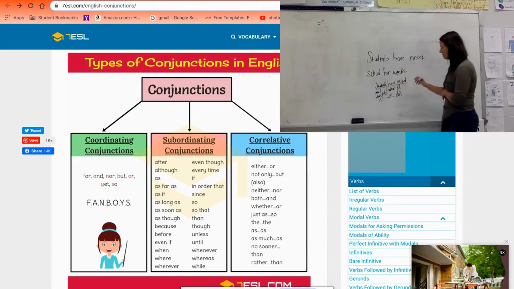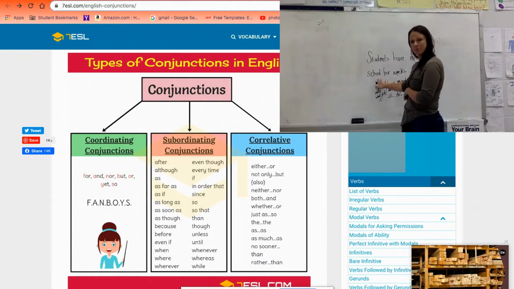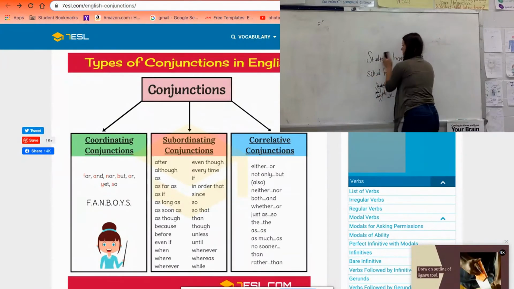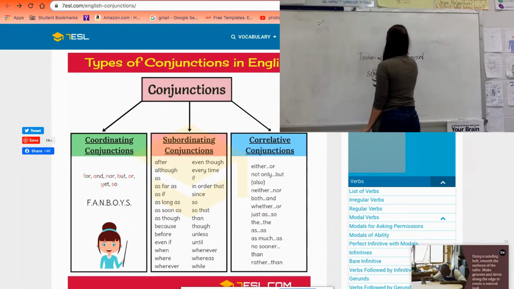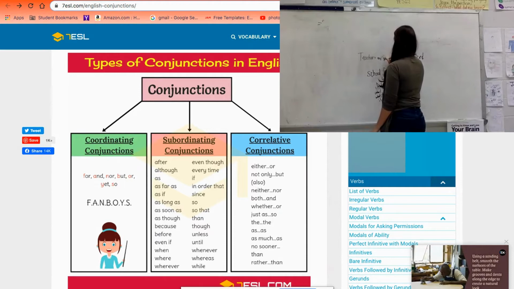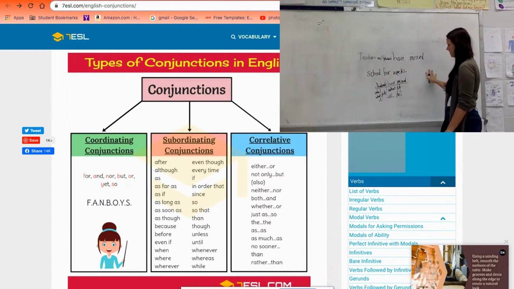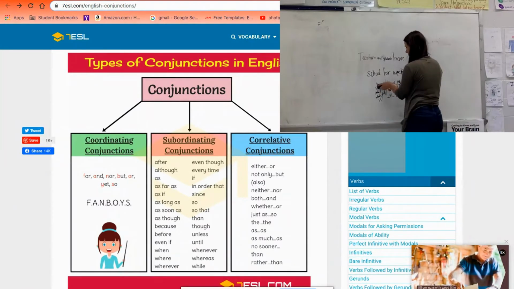If we were diagramming, we would continue on to ask ourselves the next question, but we're not diagramming. So now I realize I have a subject and a verb. I'm looking to see if I have more than one subject and a verb. And again, I can go teachers and students have missed school for weeks. Here, I have two.